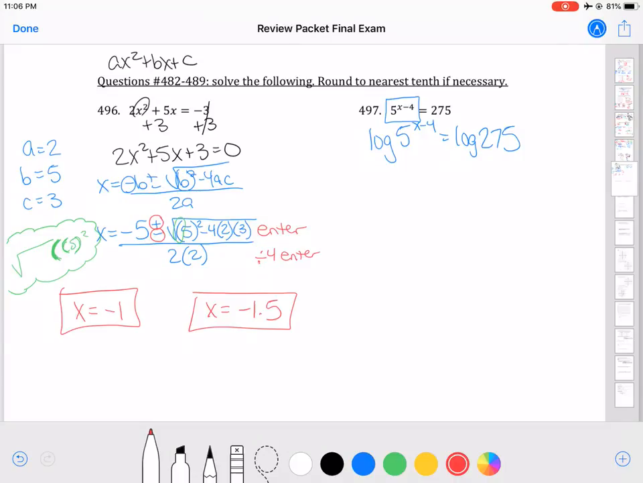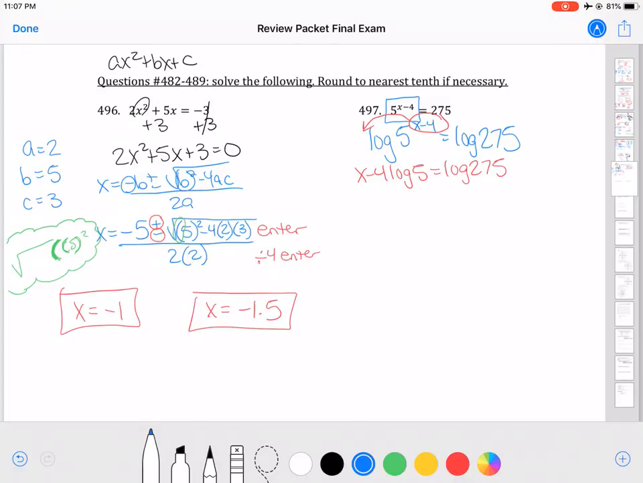Now you really only need the log on the left side because its purpose is to take that exponent and bring it down in front, but what you do to one side you have to do to the other, so you have to write the word log on the right side as well. Okay, so that x minus 4 comes down in front, the log of 5 carries down, and then that's equal to the log of 275. Okay, the log served its purpose.